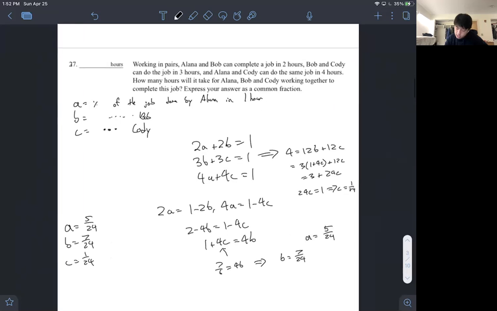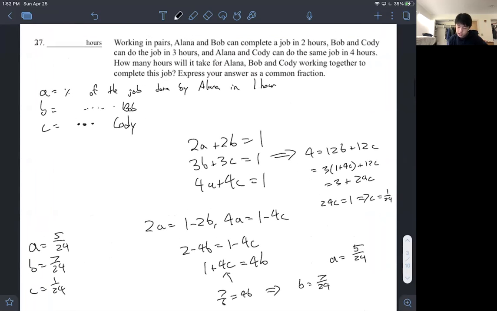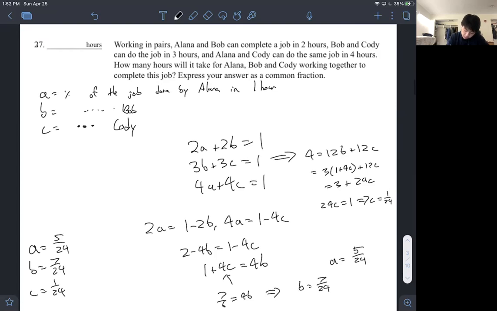And so now we can take a step back and calculate how many hours it will take for Elena, Bob, and Cody working together to complete this job. So really what this will be is 1 over A plus B plus C. We've got one job, and then we're dividing it by the work rate to find the amount of time. And the bottom will just be 13/24. So the total amount of time needed is equal to 24/13.